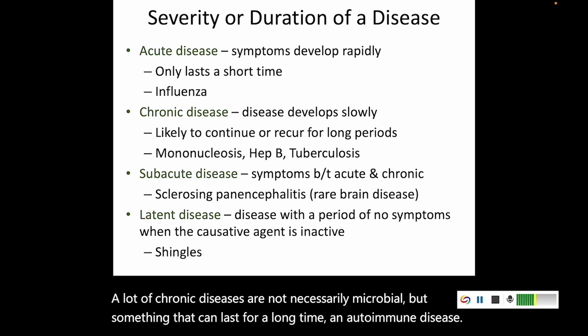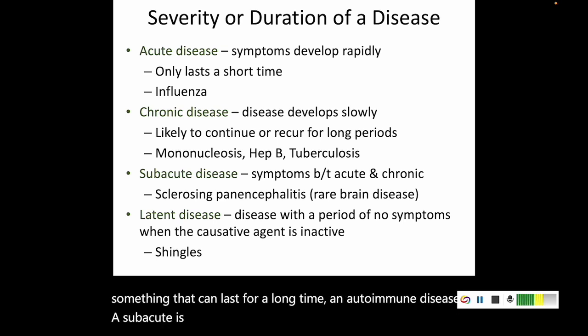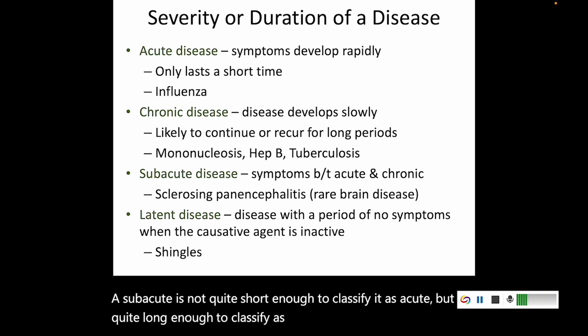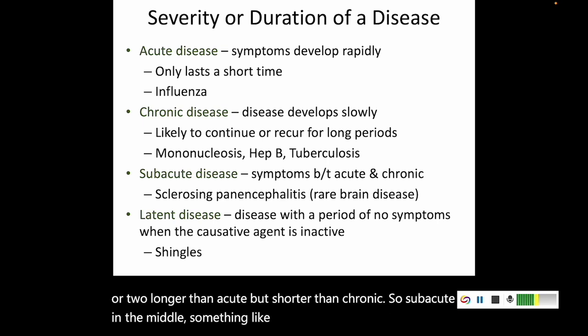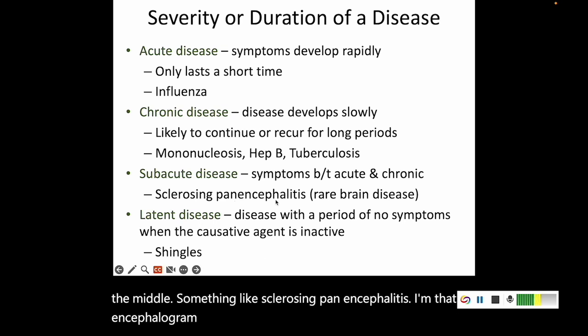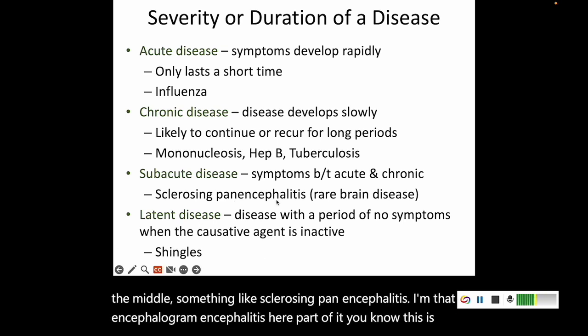A subacute disease is not quite short enough to classify as acute, but not quite long enough to classify as chronic. It might last a month or two, longer than acute, but shorter than chronic. So subacute is in the middle. Something like subacute sclerosing panencephalitis. Encephalitis here, part of it, this is going to be a rare brain disease.